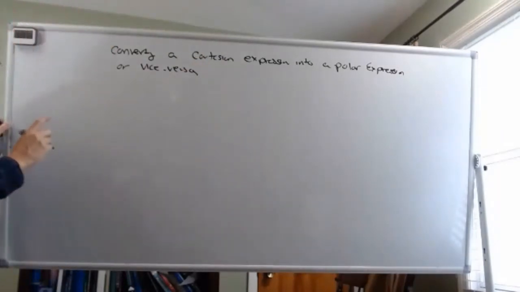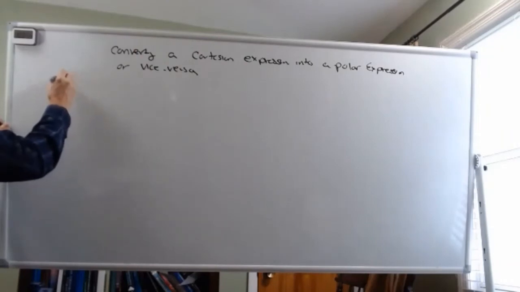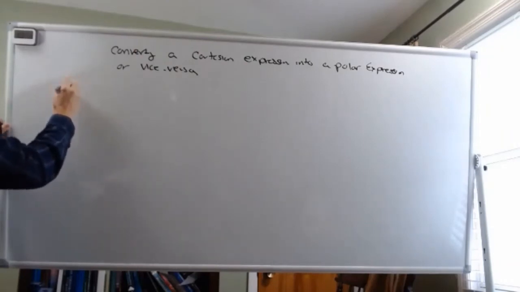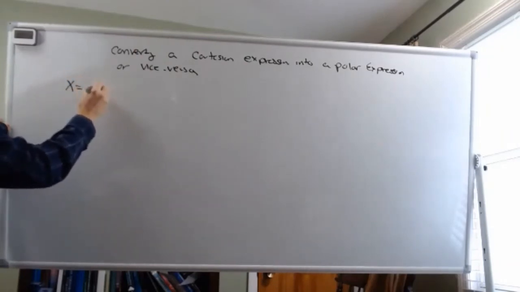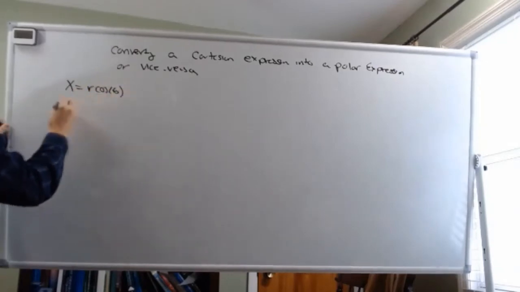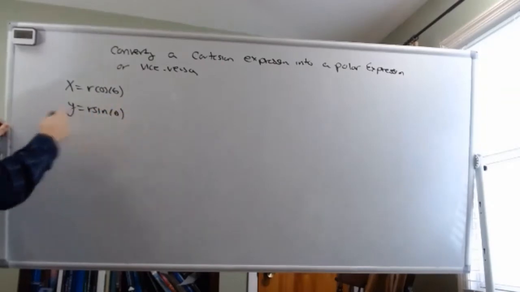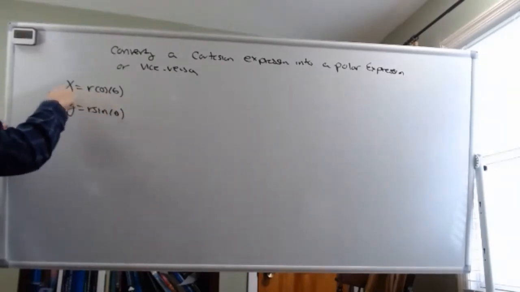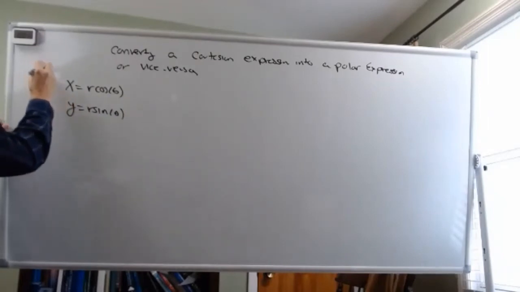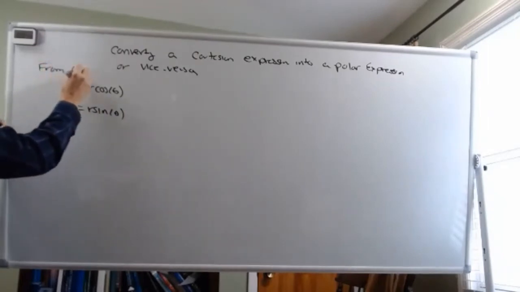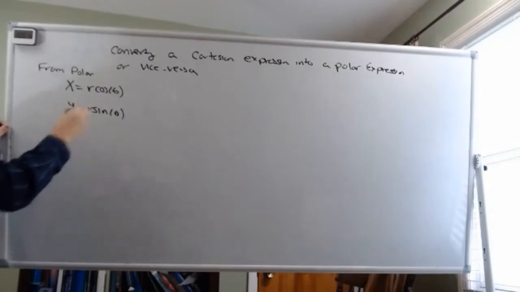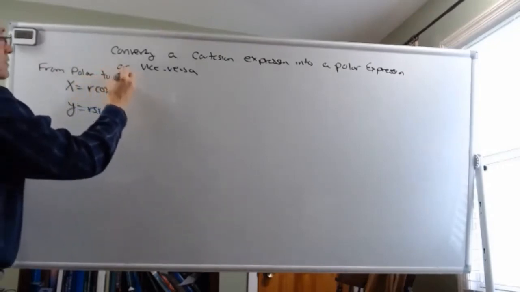And here we're going to be using essentially these formulations. So we have x is equal to r cosine theta, y is equal to r sine theta. This is what we use when we want to convert from polar to Cartesian, just as we did for the points, polar to Cartesian.